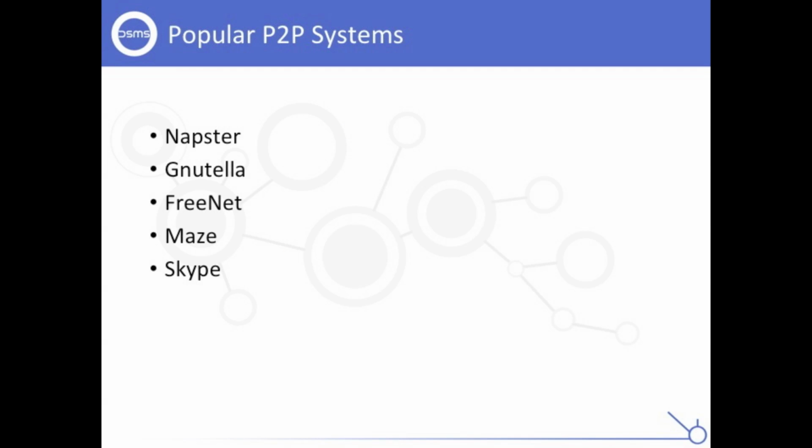Now we are going to talk about popular peer-to-peer systems. We have identified five, which are Napster, Gnutella, Freenet, Maze, and Skype.